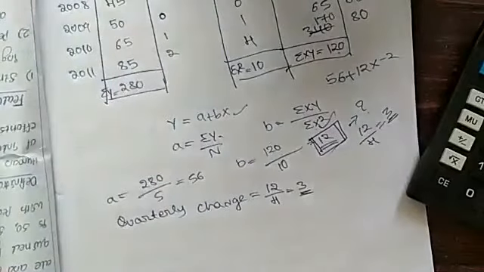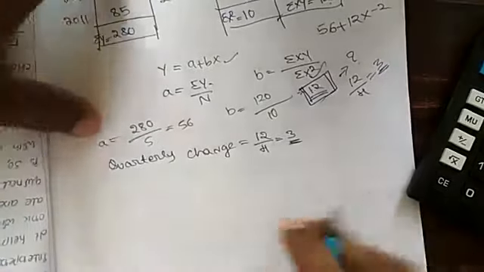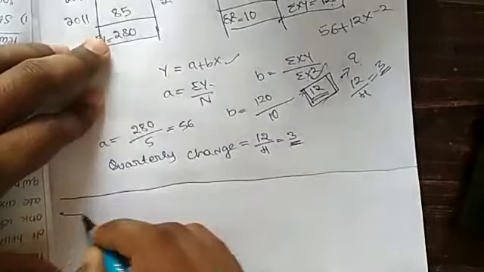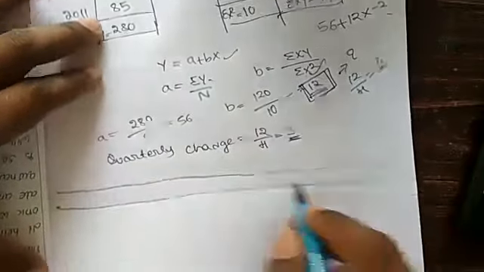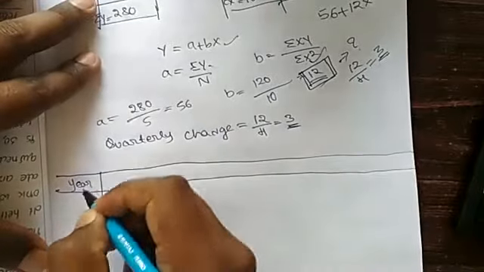Now you can find out what the quarterly trend values are. I'll just write the table to find out quarterly trend values. This one is year.